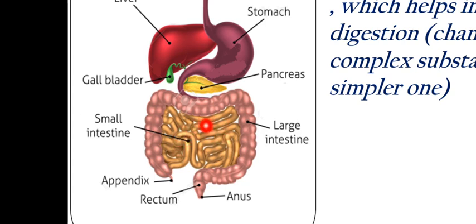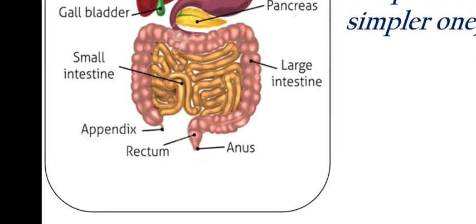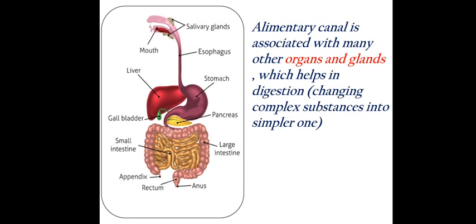It is a very long tube and the longest part of our alimentary canal. Then it opens into the large intestine, which again opens into the rectum. Here you can see the rectum, and ultimately unwanted substances will come out through this opening, known as the anus. So these are the parts or organs of the alimentary canal.